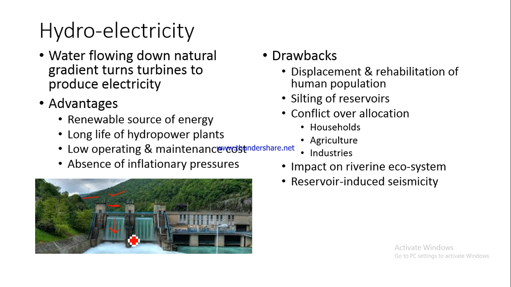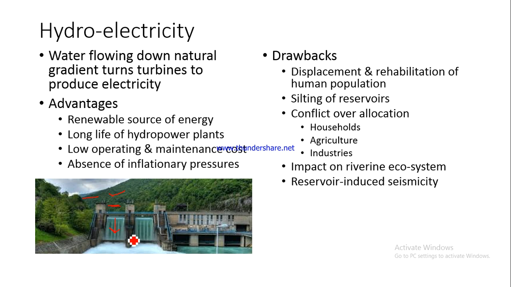in a new area. This displacement and rehabilitation of human population causes various kinds of frictions in the society. There might be opposition to the plans to construct a hydroelectric project, and the government also has to spend on compensating the people who are being asked to move out of their ancestral land, who are being displaced because of the construction of these kinds of projects. So this is one major drawback of hydroelectricity projects.